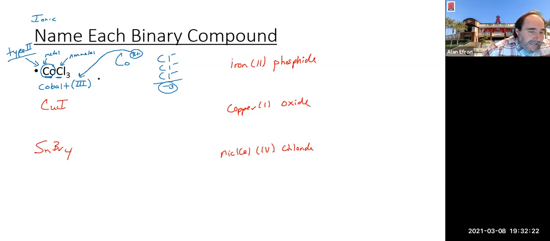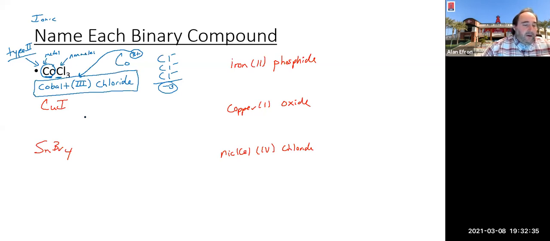charge. And again, even though there's multiple Cls, when you're dealing with a metal and non-metal, it has no effect on the name, and it would be chloride in this case. So this would be cobalt, Roman numeral 3, chloride. Any questions on where I got the name from?